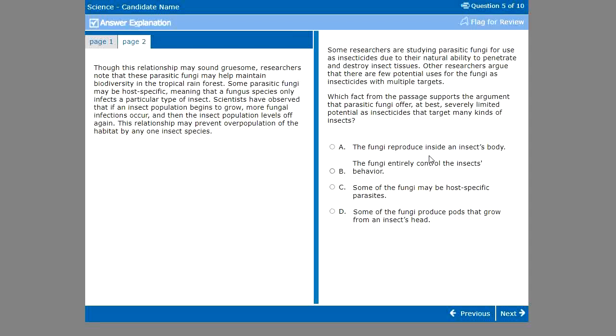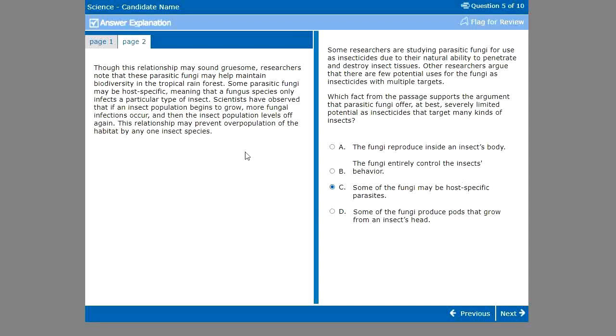Which fact from the passage supports the argument that these fungi only have limited potential to target many different kinds of species? The fungi reproduce inside an insect's body. The fungi entirely control the insect's behavior. Some of the fungi may be host-specific parasites. Some of the fungi produce pods that grow from the insect's head. So there's only one answer here that really relates to the question, which is C. The others we can really exclude here.